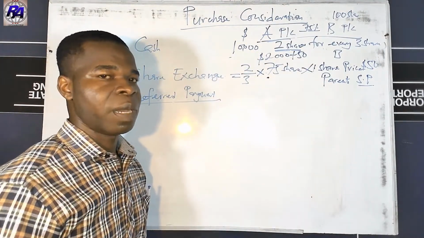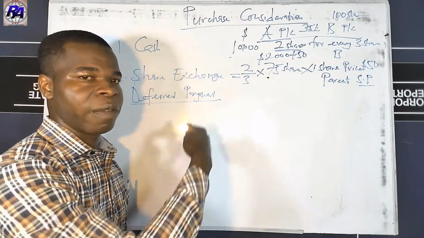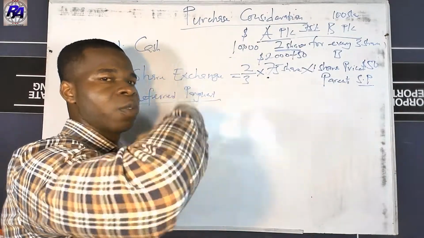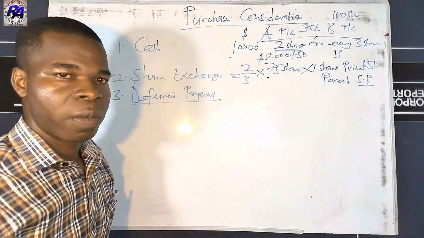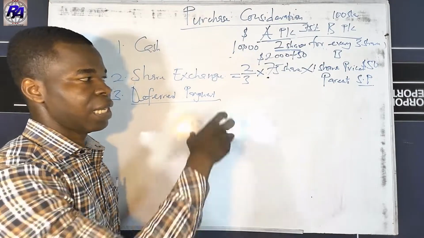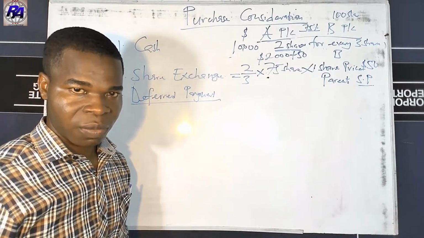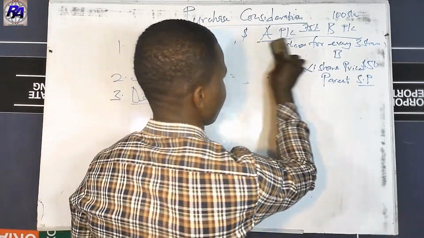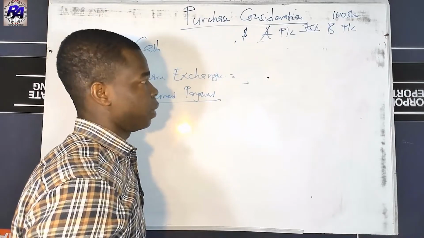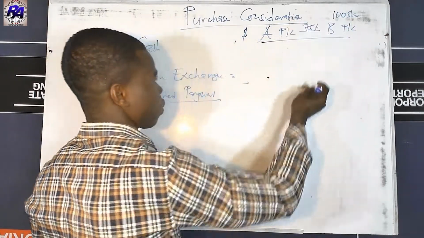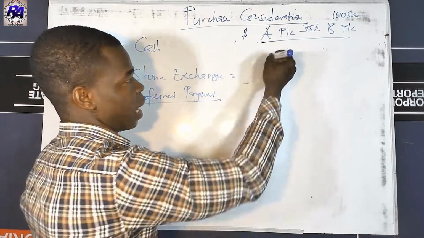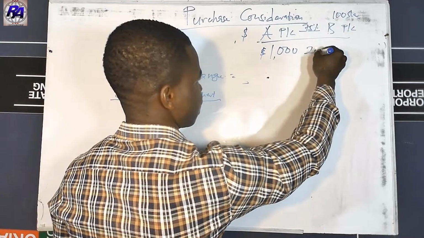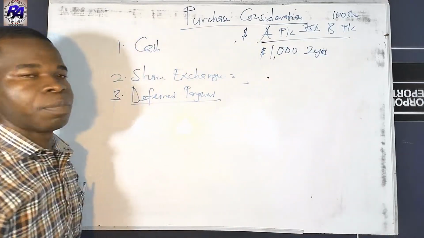But because of the time value of money, $1 today will not be $1 tomorrow. We have to unwind. We have to bring that future value we are going to pay tomorrow into today's value before we can use it as a means of our purchase consideration. What it simply means is that, assuming that A PLC here is acquiring B PLC, the control structure is still 75%, and they agree to pay 1,000 after 2 years.